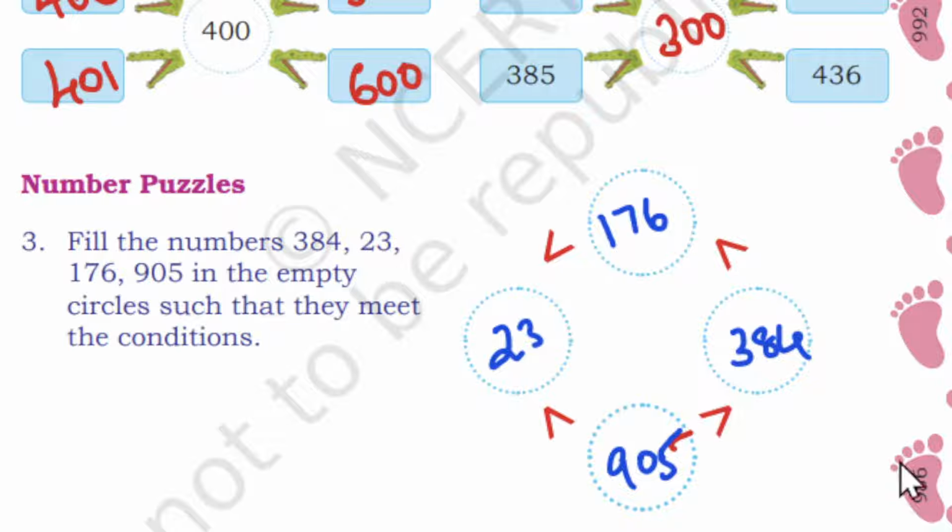Okay, so let's see. So I have written 23, which is smaller than 176 and which is smaller than 905 also. And when you compare 176, which is greater than 23, and it is smaller than 384 also. Okay, likewise we have 905, which is greater than 23 and it is also greater than 384. All right.